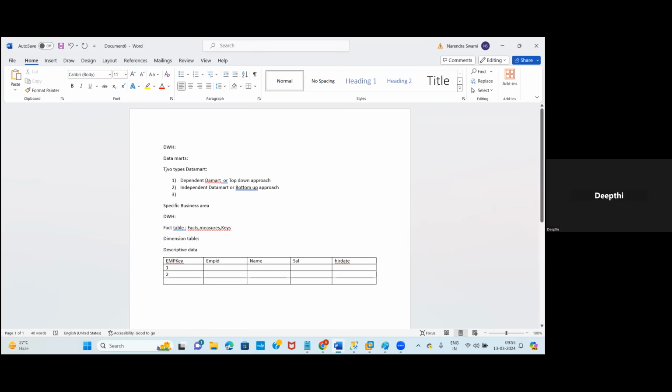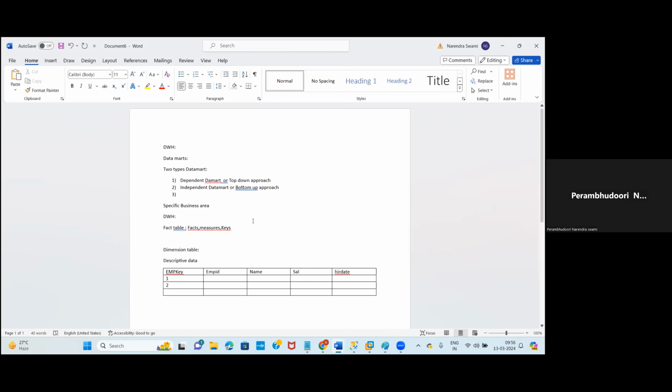Deep. Uh, could you explain fact table again, please? Fact Fact table. table. Okay, fine.